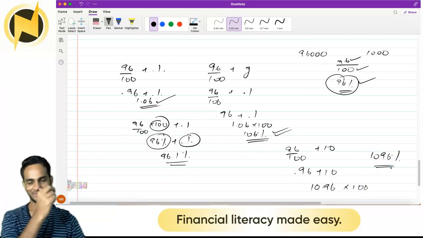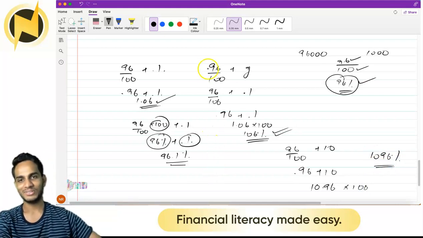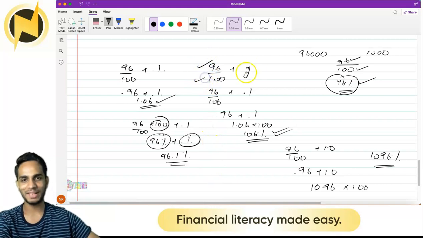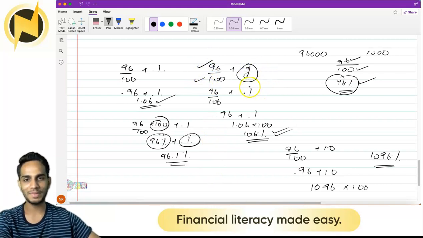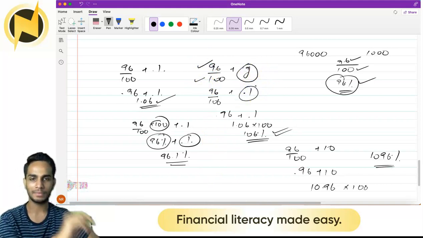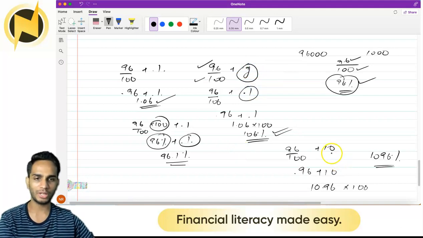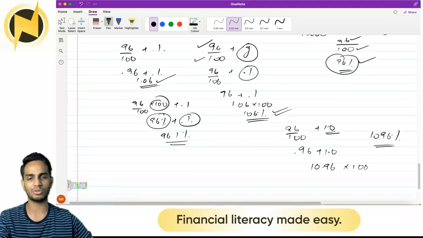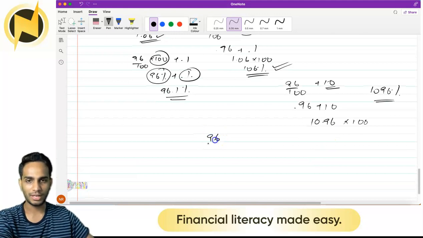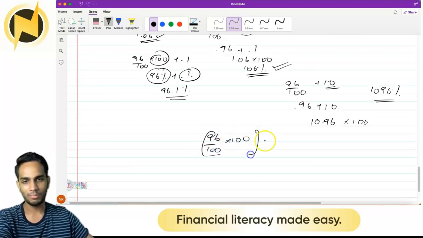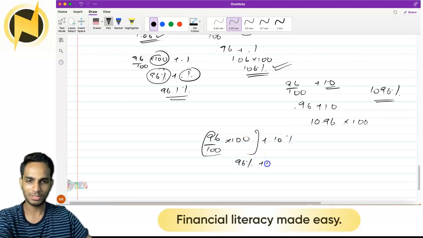Okay? So don't make that mistake. Your EPS divided by market price plus G should always be expressed as a decimal. Or you can do one more thing. If you want to express the growth rate as 10, then do one thing: 96 divided by 100 into 100. Do that plus G 10%. So this is 96% plus 10%.